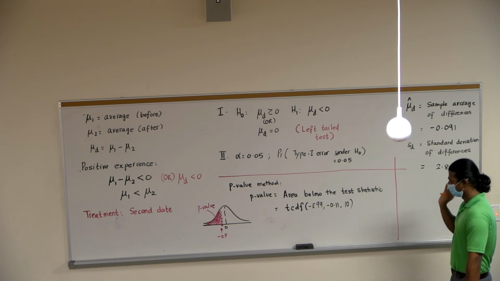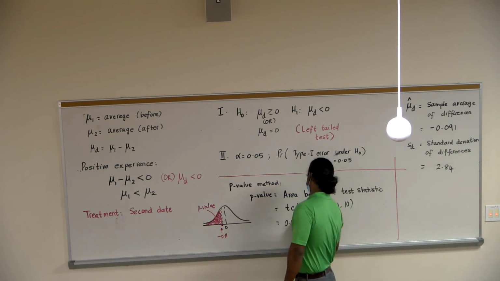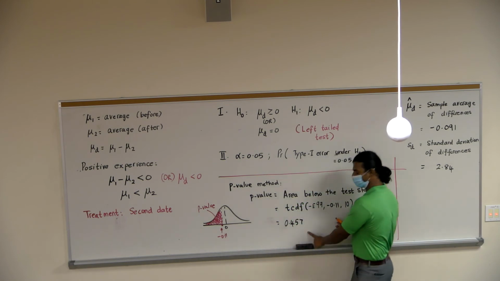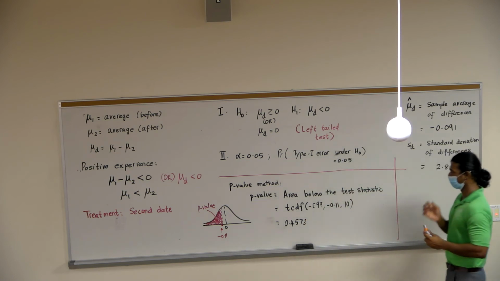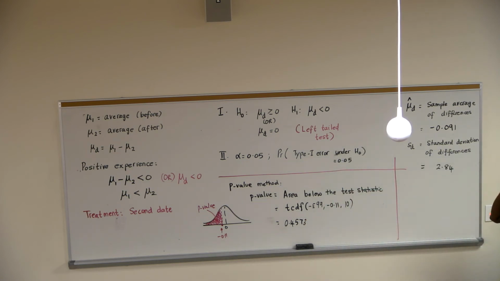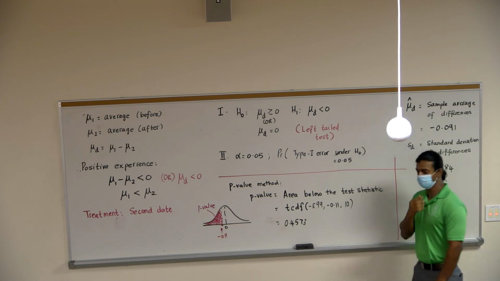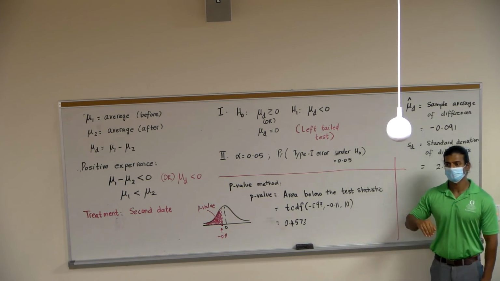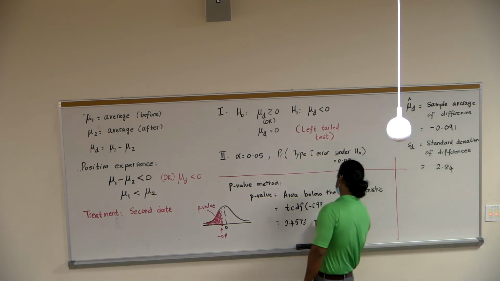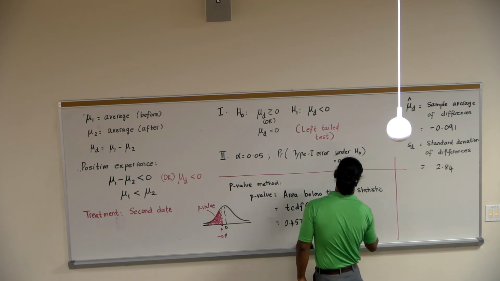Should be about 0.48. 0.457, 3. So the p-value happens to be 0.4573. Is that less than 0.05 that we set? No. It is greater than 0.05, which would mean do not reject null.